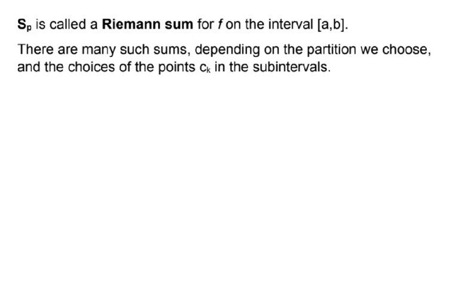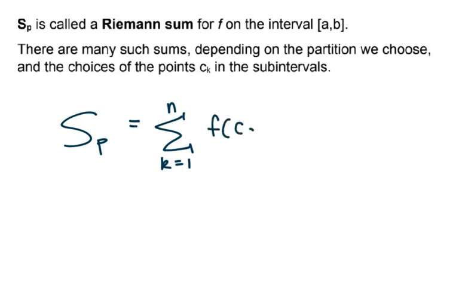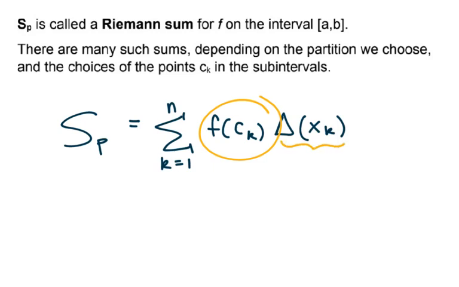So let's define S sub P, my Riemann sum. This Riemann sum, from k equals 1 to n, can be represented by the function f of c sub k times delta x sub k, my change, my horizontal distance. Okay, so we have a vertical distance, that function value, and a horizontal distance, my delta x.